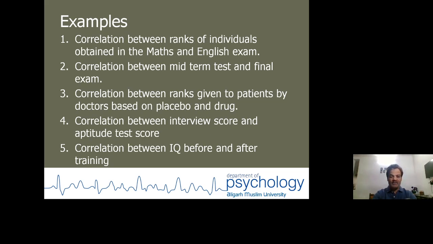If interested to examine the correlation between ranks given to patients by doctors based on placebo and drug, then Spearman rank correlation. If willing to estimate the correlation between interview score and aptitude test score, if interested to estimate the correlation between IQ before and after training.